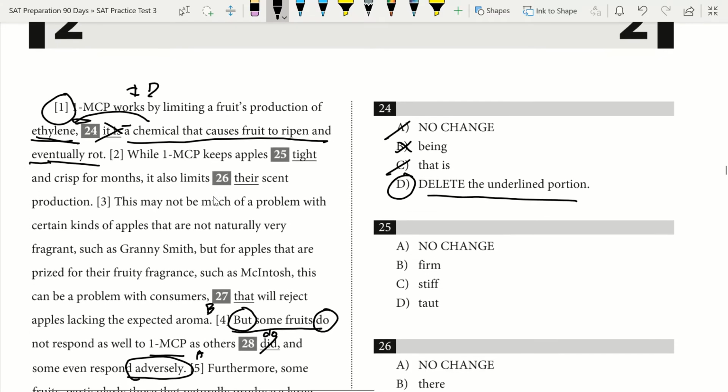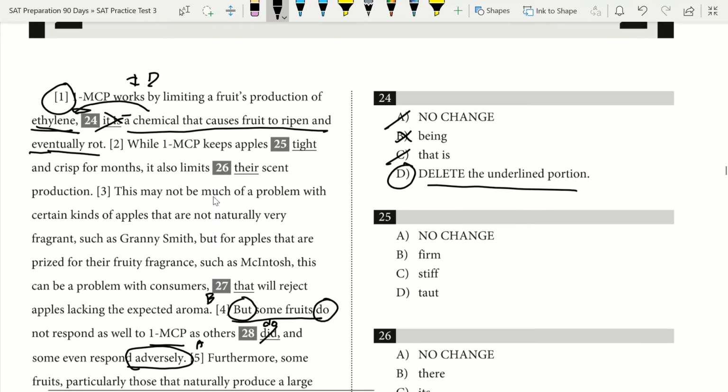All right, "1-MCP keeps apples firm and crisp for months." We wouldn't describe apples as tight, so that's going to be wrong. We also wouldn't describe apples as stiff or taut, but we would describe them as firm. In this case, firm is the only one that is really applicable to describe an apple. So there are some questions like that where you have to just pick the word that is the only one you could use to describe something, and only one will be the answer, right? There can't ever be two.